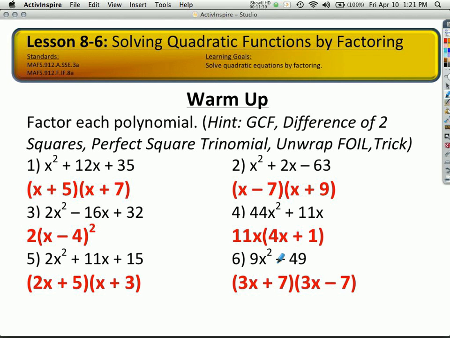One of these ends up being a perfect square trinomial. Which one ends up being a perfect square trinomial? Okay, Chopin? Number 3. Because when you take the 2 out, this turns into a perfect square trinomial, and that's why it factored like that.